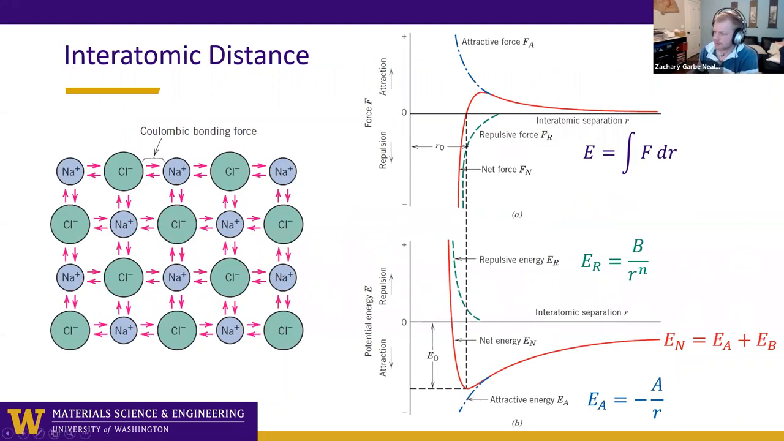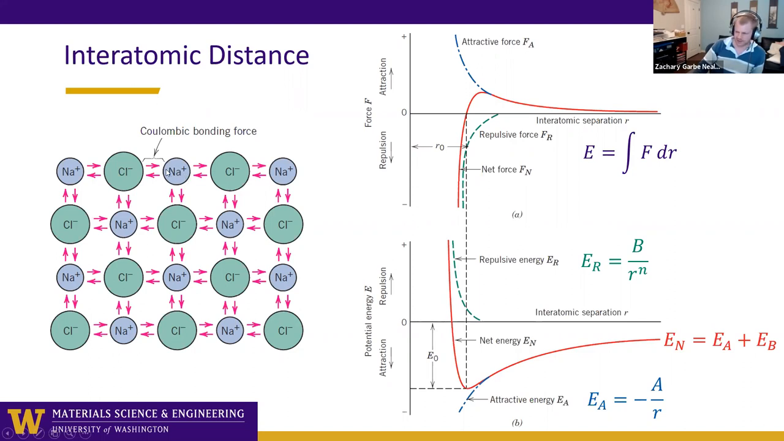Okay. Now let's talk about interatomic distance, or essentially the distance between ions or atoms in a solid. For ionic materials, if we consider the ions to be point charges, with one a positive plus one charge and the other a negative minus one charge, there will be a coulombic interaction between those ions. You'll have an attractive force between them because one is positive and one is negative, and positive and negative attract each other. But also remember that there's still an electron cloud of negative charge surrounding the ion.